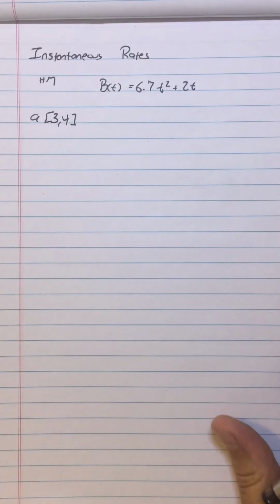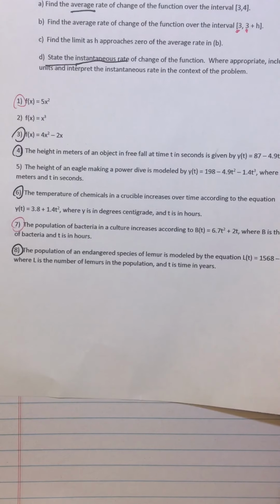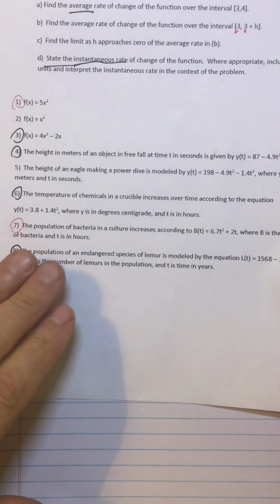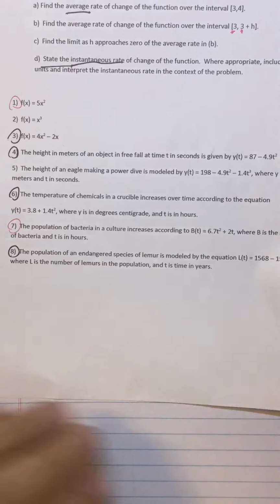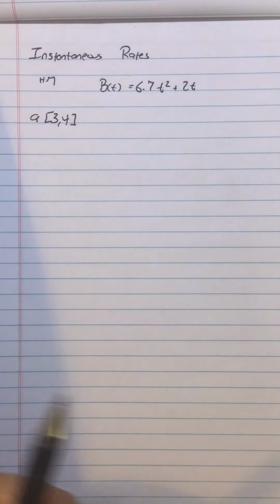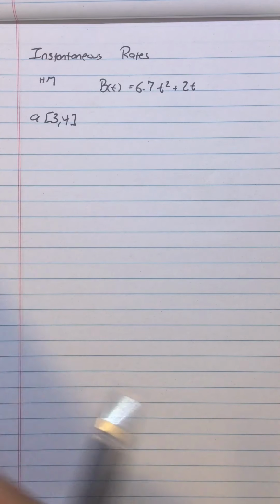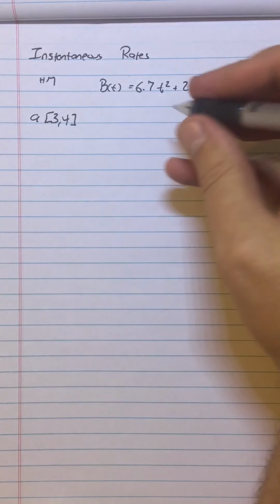All right, so the next problem is about bacteria. So this time we're going to have units and we're going to have interpreting in context. So we have a population of bacteria in a culture that increases according to this function, all right? We're doing the same A, B, C, D steps. So first we're finding the average rate of change over 3, 4.